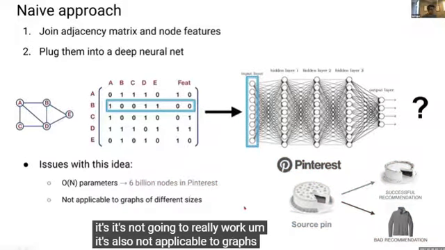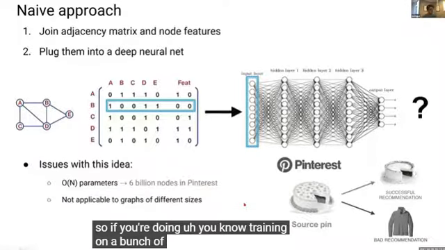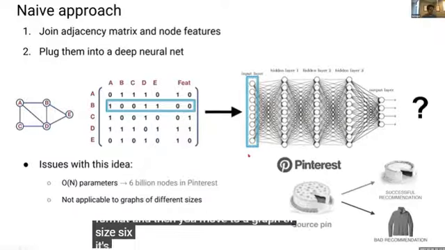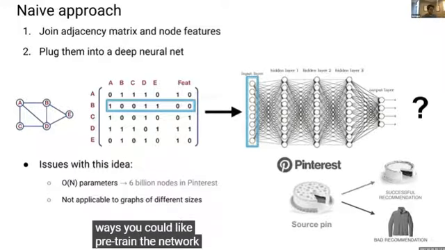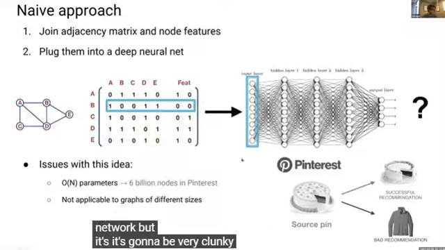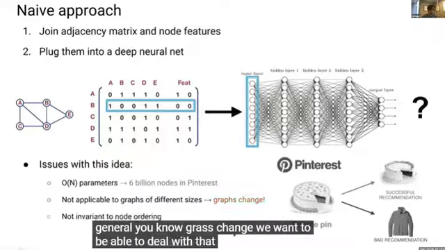It's also not applicable to graphs of different sizes. So if you're training on a bunch of graphs of size 5 with this input format, and then you move to a graph of size 6, it's not really clear how you're going to deal with that. Maybe there are some weird ways you could pre-train the network and then use it to initialize some subset of the network, but it's going to be very clunky. So in general, graphs change. We want to be able to deal with that.